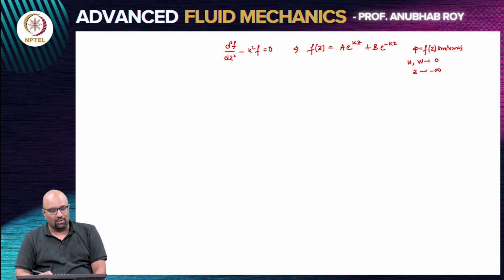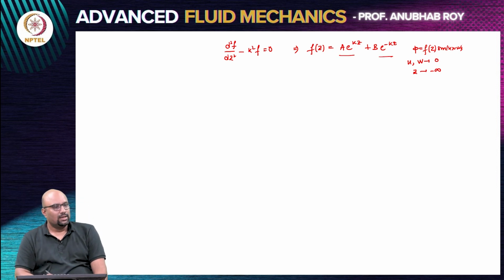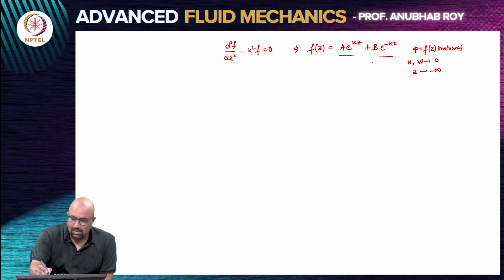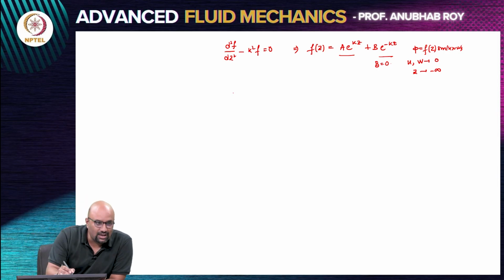So what can you say about the f of z? Which of these terms would survive? Z is negative, which means B should be equal to 0. From the boundary condition, I cannot have exponential of minus kz, I can only have an exponential of plus kz. So your final phi is some constant A exponential of kz sine kx minus omega t, and your eta is obviously a cos kx minus omega t.